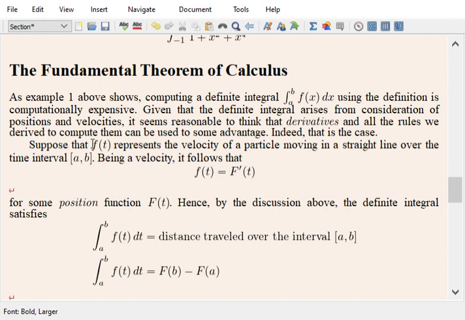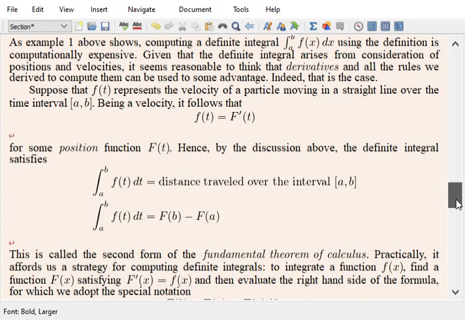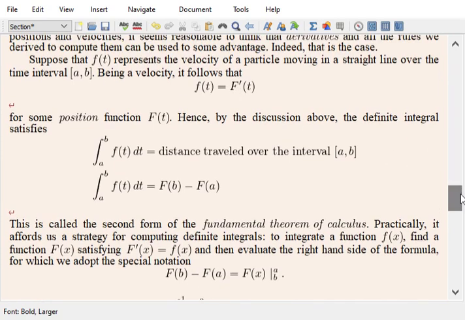So let us suppose that f represents the velocity of a particle moving in a straight line over the time interval AB. Same setup as the thought experiment that we started with. Being a velocity, it follows that f of t is the derivative of some position function. That's what velocity is by definition. Hence, by the discussion above, the definite integral of f is the distance traveled over the interval AB. That was our main conclusion of the first chunk of the lecture.